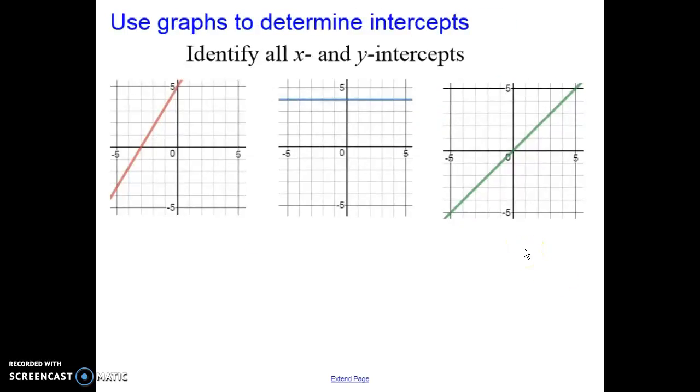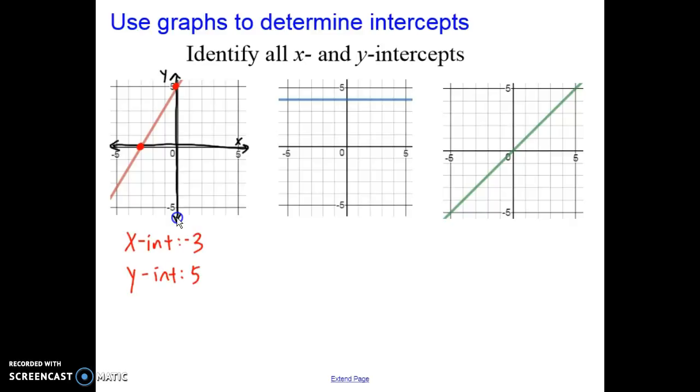Next, let's talk about x and y intercepts. So if we're identifying x and y intercepts on the graph, x-intercept would be the place where your line crosses your x-axis. So this one right here is your x-axis, and this one right here is your y-axis. So this one has an x-intercept right there and a y-intercept right there. So the x-intercepts for this graph are -1, 2, -3. And the y-intercept for this one is 5.